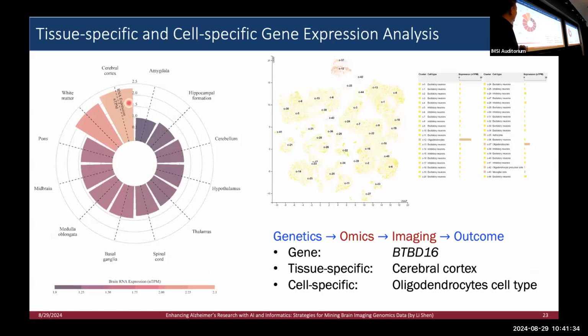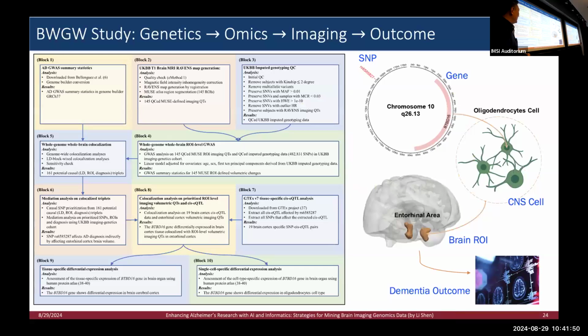We did some functional annotation, trying to see what the relationship is in terms of neural anatomy. We see that it's highly expressed in cortex, and in terms of cell types, it's highly expressed in oligodendrocytes. All these things are related to dementia and amyloid, so that's reassuring.